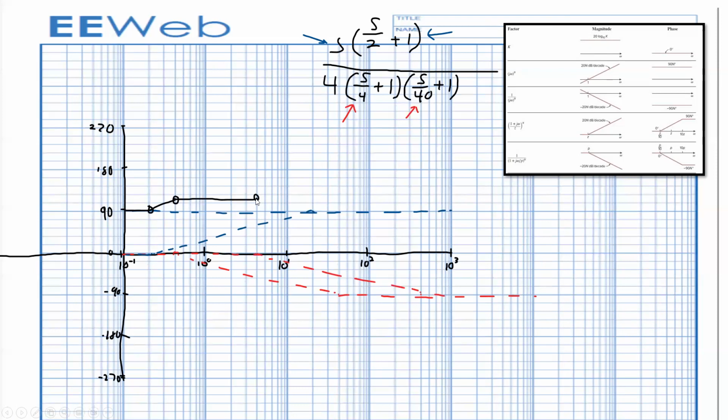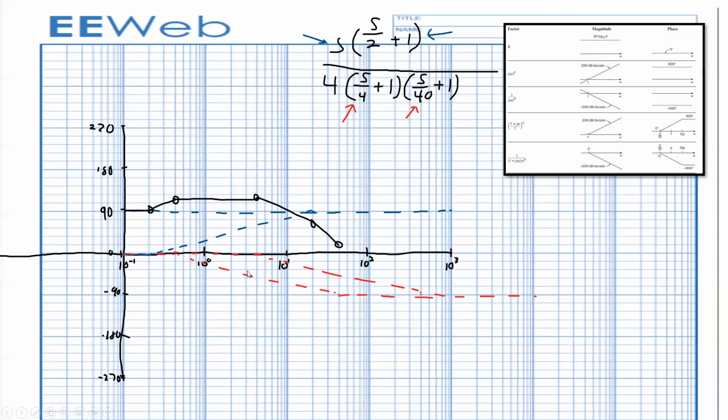And starting at a value of 4, we'll go even more negative because now we're at negative 45 plus negative 45 plus 45 is negative 45. So our gain is negative 45 until we reach a value of 20. And at 20, we're no longer receiving the gain of 45 from the s over 2 plus 1 term. So it will start to go even more negative. Now we're going at negative 90 per decade because we have negative 45 plus negative 45 until a value of 40.